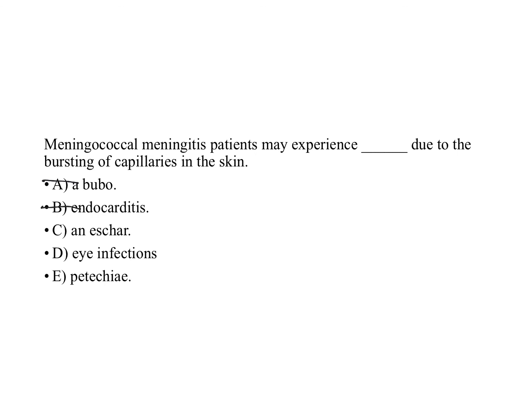Endocarditis, no, that's inflammation of the heart valves. An eschar, remember that one is wound anthrax. Okay, so that's not it. Eye infections, that's common in babies that are infected with gonorrhea. The correct one here is petechiae. So that's that rash. It kind of starts out purplish and turns black, due to the bursting of capillaries in the skin.